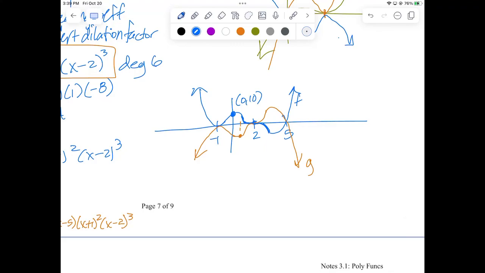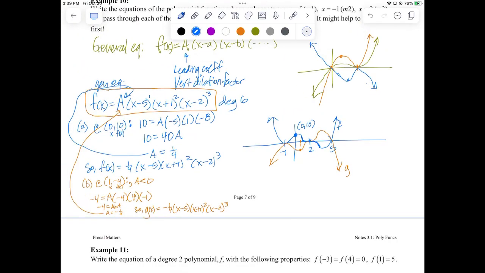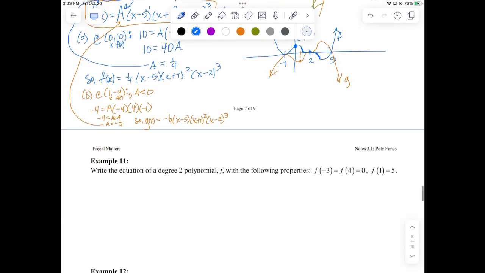So they exhibit the exact same behavior on the x-axis. It's a bounce, a wiggle, and a cross. One is flexed vertically to pass through the point 0, 10. The other one is reflected and dilated to pass through the point 1, negative 4. Okay, cool. That takes care of example 10.